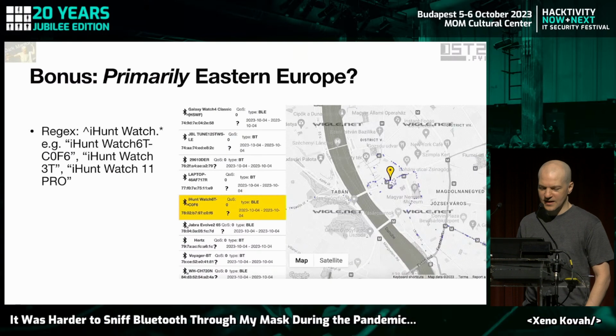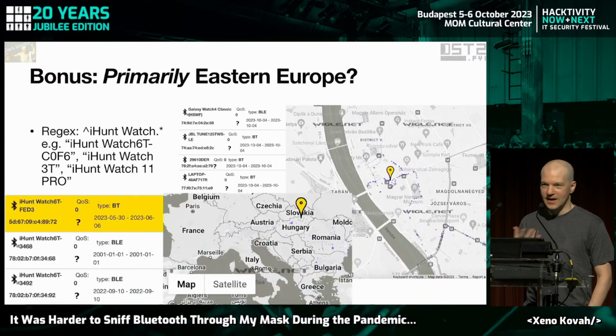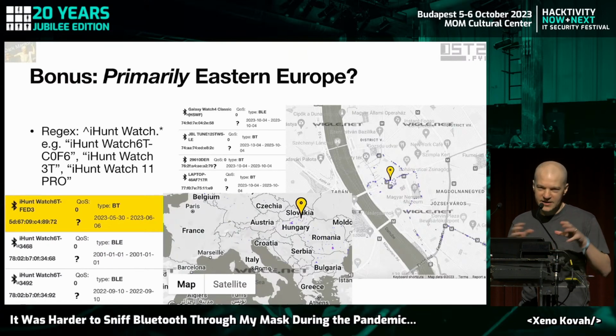Another miscellaneous thing, I saw this thing called iHunt Watch 6T. I'd never seen something called an iHunt Watch before, so I decided to look into that. This is the key thing about Bluetooth is it can be very geographic specific, right? I just showed you something that only exists in 2 countries. This particular thing seems to be mostly in Eastern Europe.